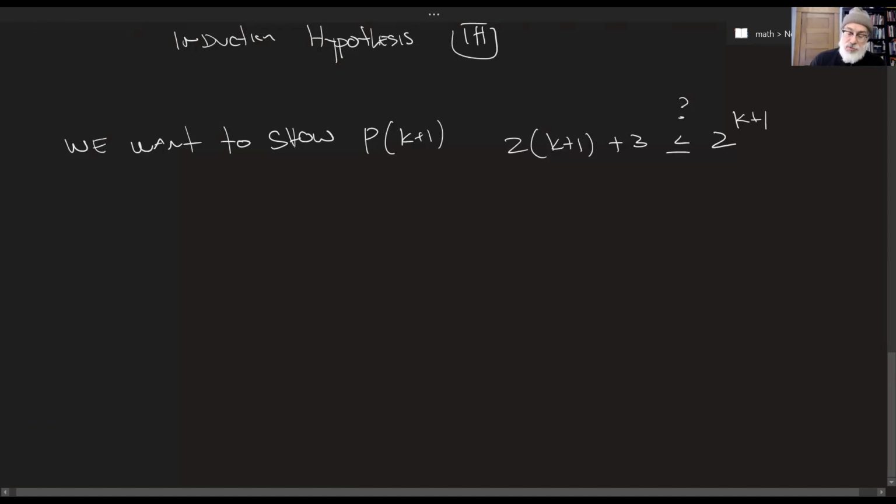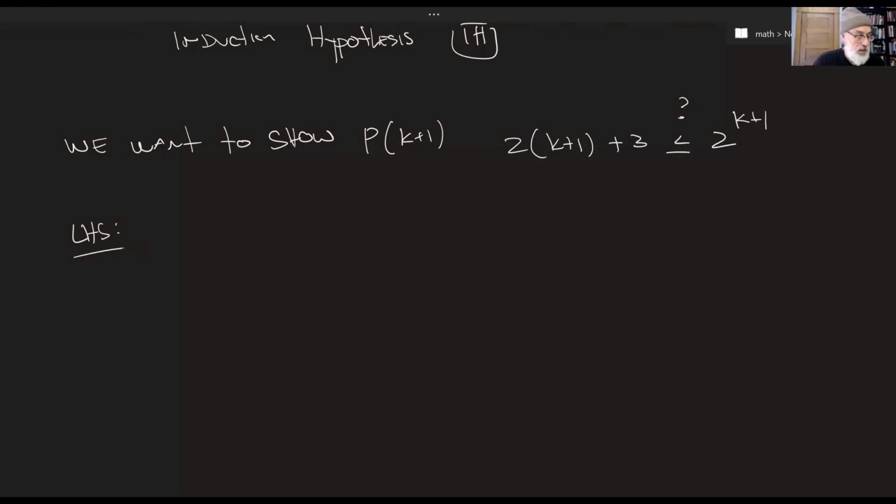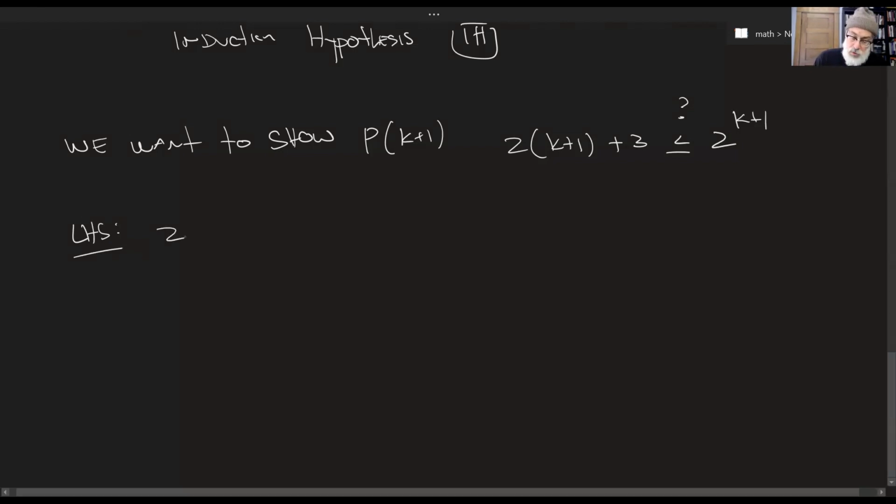Like any induction proof as well, we're going to start on one side of this inequality. I'm going to start on the left-hand side, and we're going to start to build inequalities so that we can indeed show that the left-hand side is less than or equal to the right-hand side. So let's look at 2 times k plus 1 plus 3. Now, I can distribute the 2, so I get 2k plus 2 plus 3.